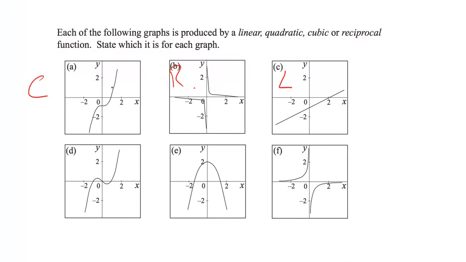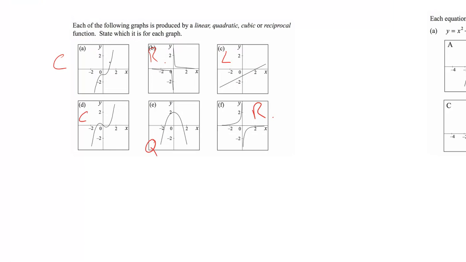D, well, this is a cubic as well. It's curly, it's not a quadratic. It goes from bottom left to top right. E is a quadratic function, because it's got that either sad face or smiley face shape to it. And F, look, it's disjoint. It's got that symmetry. It's got to be a reciprocal function. So that is the answer to that question.